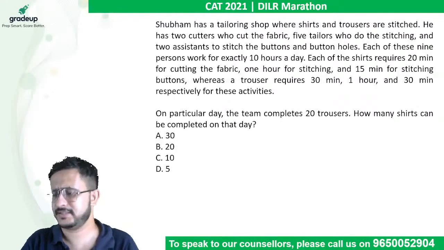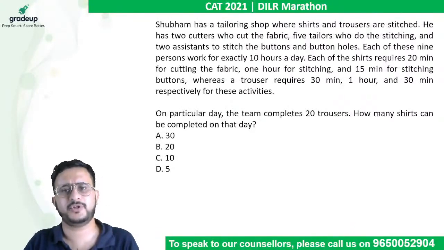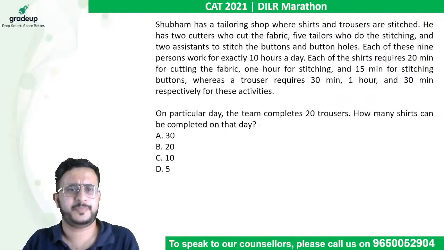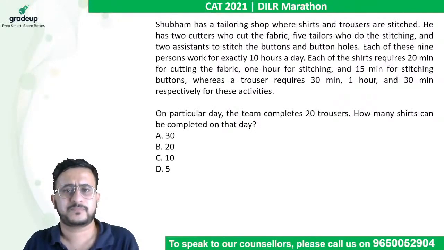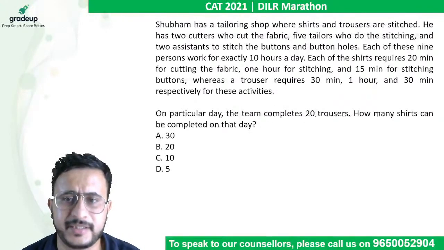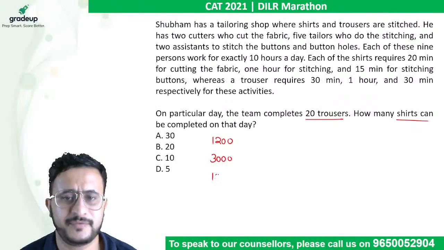The constraint of order is not given in this. Yes, I got your point that sometimes the constraint of order is also given, that this should be done first and this should be done next. That constraint is not given, so we'll calculate this way. Now on a particular day the team completes 20 trousers, we have to find how many shirts can be completed. So again the number of minutes are 1200, 3000 and 1200.